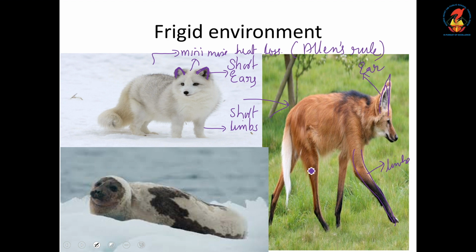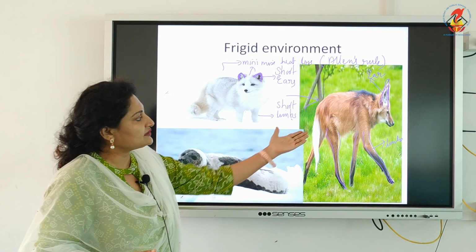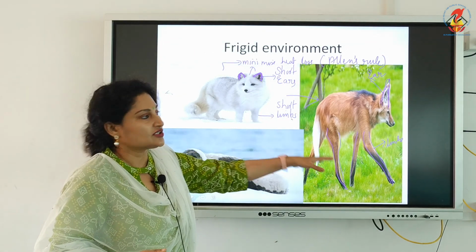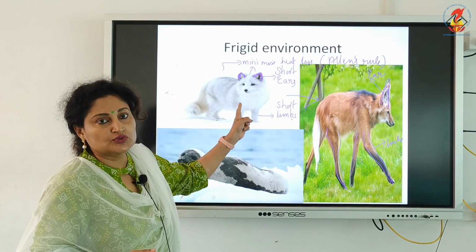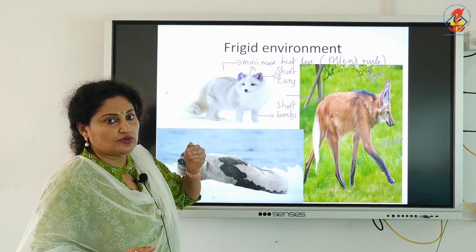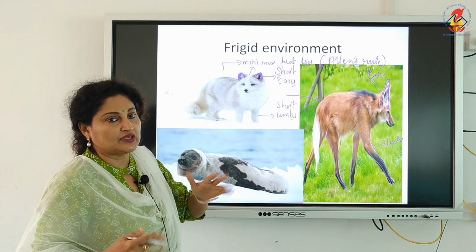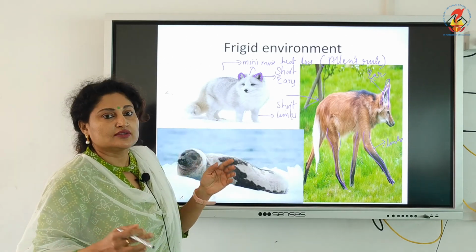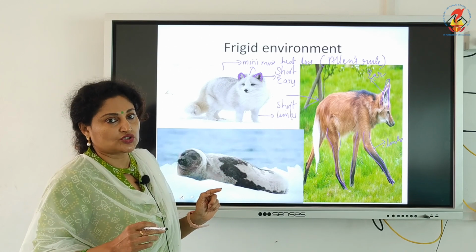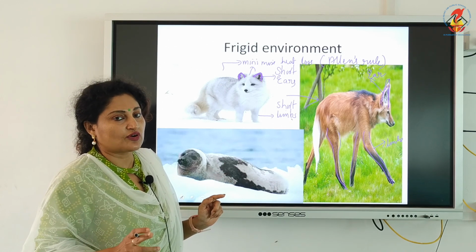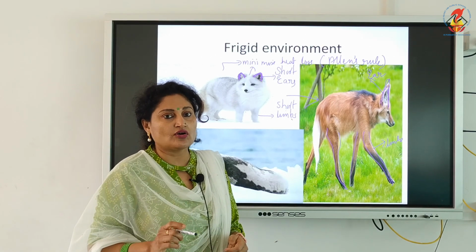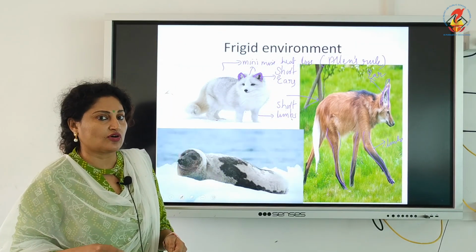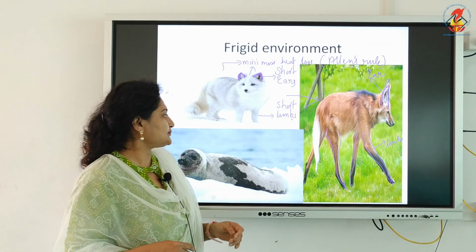Clear? But here, the surface area is increased because of the long limbs and long ears. Larger surface area means greater heat loss. Whereas here they cannot afford to lose the heat. They have to maintain the heat in their body. So for that they have their ears and limbs very short to minimize heat loss, which follows Allen's rule. Heat loss or heat gain is a function of the body surface.